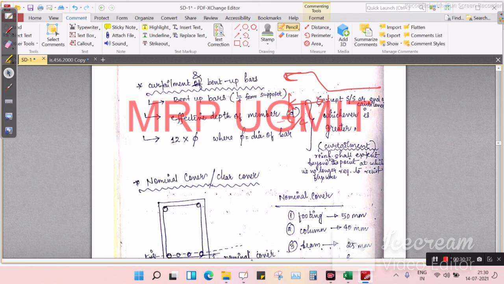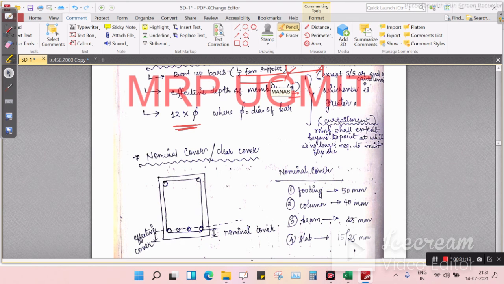Then the effective depth of the member is D, 12.5. So bent up bars are provided at a distance of L by 4 to L by 6 from the support. And curtailment is between these two values, D or 12.5, whichever is greater.